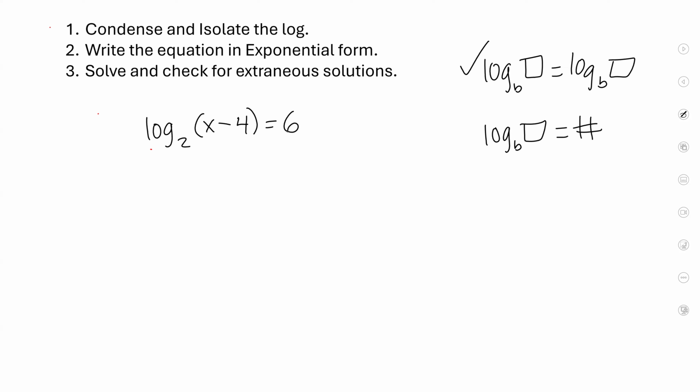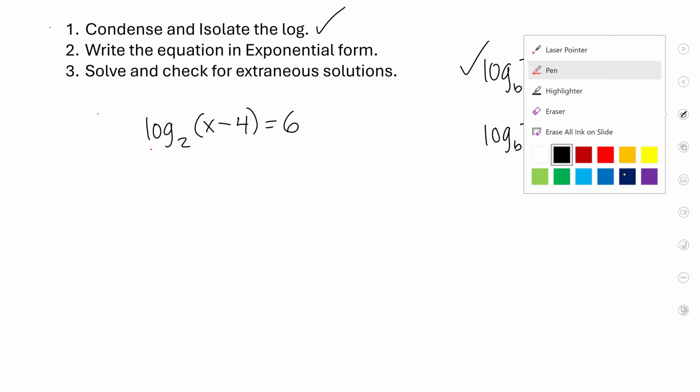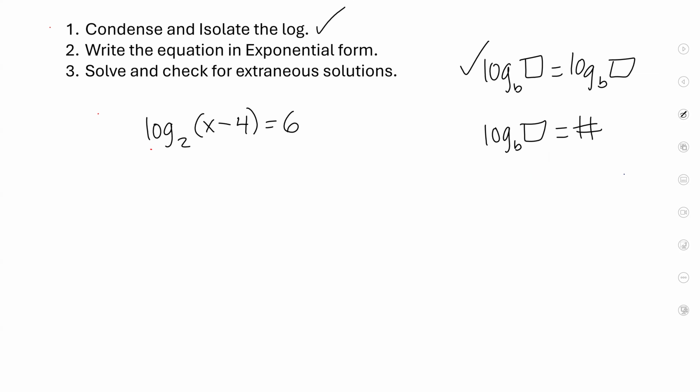So it says condense and isolate. That's already done. Now we're going to write the equation in exponential form. How do you write this in exponential form? 2 to the power of 6 equals x. Exactly. 2 to the power of 6 equals x minus 4. Now it's just algebra 1. What's 2 to the 6th power? 2 times 2 times 2 times 2 times 2 times 2. Yep, 64.